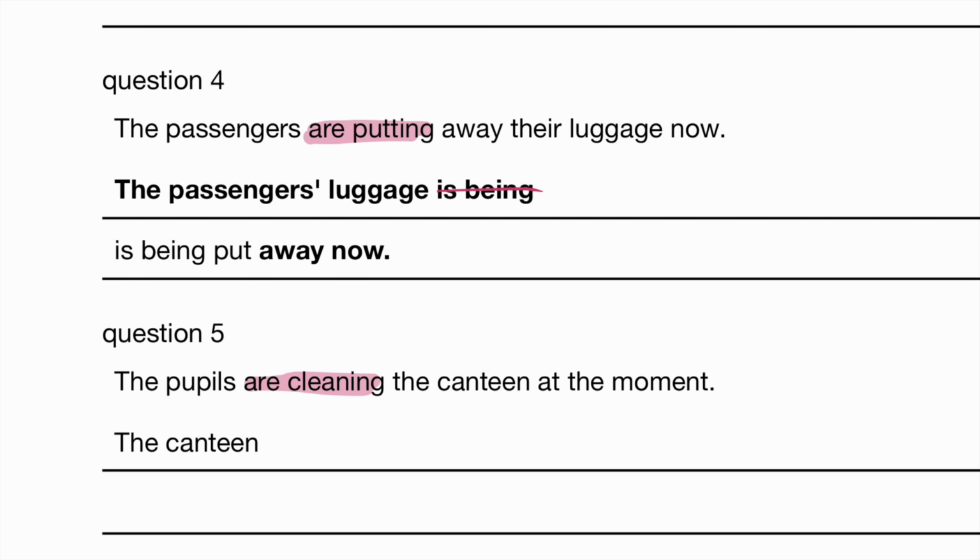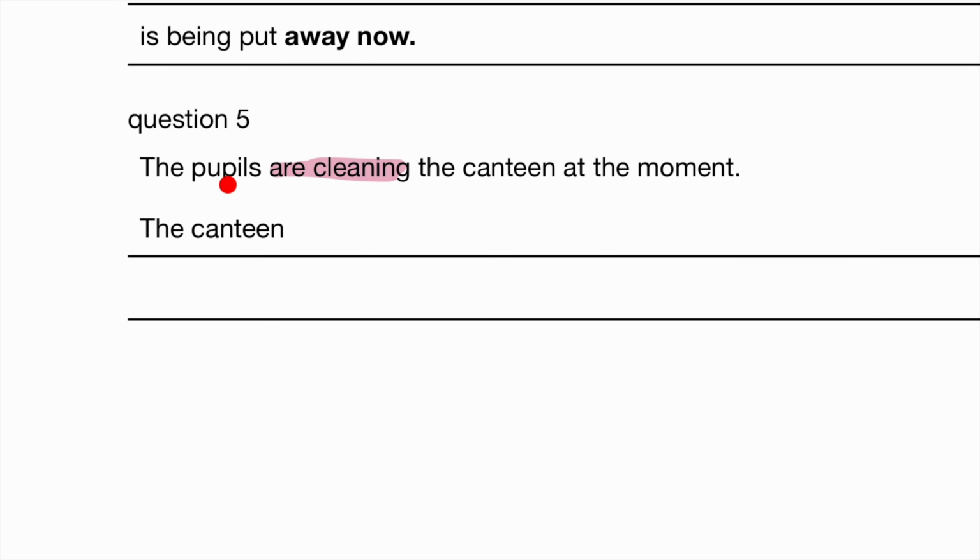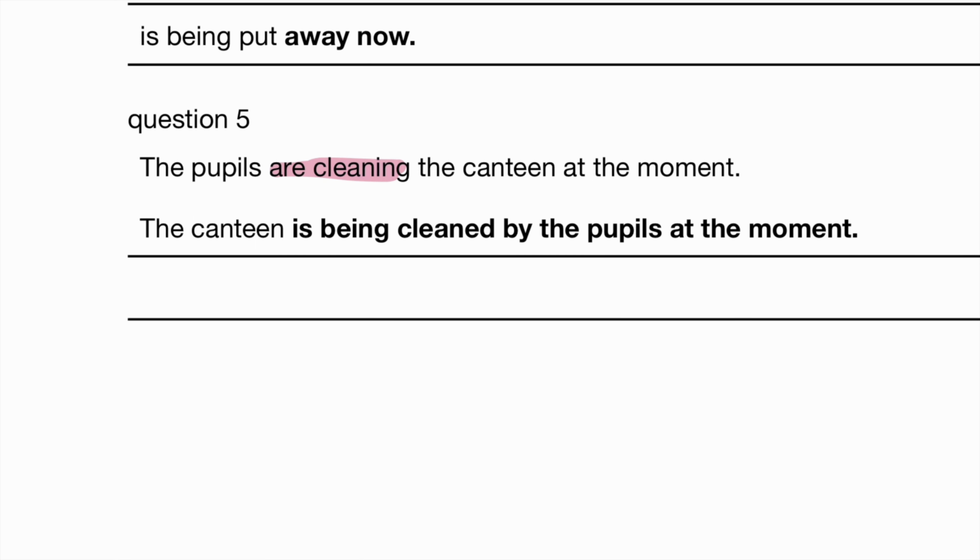Point of interest: the luggage belongs to many passengers. So to show belonging to many people, we need to have s apostrophe, not apostrophe s. So many passengers' luggage. Here we have multiple pupils, so that's are, plural. Now we have one canteen though. So the canteen is being cleaned by the pupils at the moment.